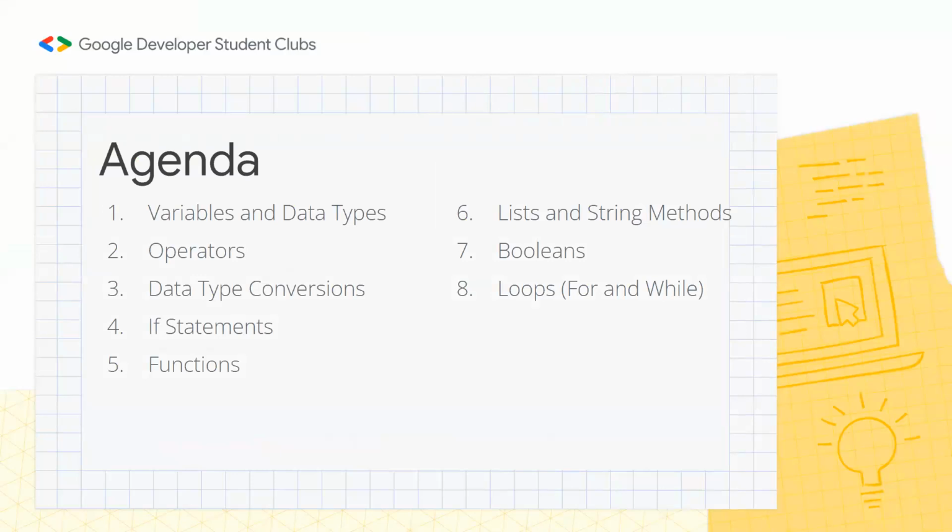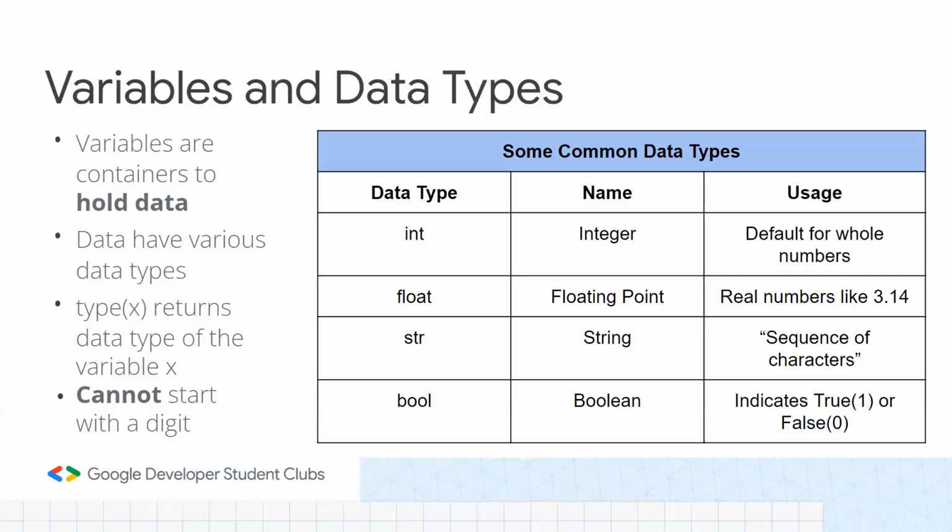So this is just the agenda of what we're going to go through. We're going to go through variables and data types, operators, data type conversions, if statements, functions, lists and string methods, Booleans, and loops, for and while loops. And then at the end, we're also going to go through some of the practice quiz questions that were posted for you all. First we're going to go through variables and data types. I'll hand it over to Arvin.